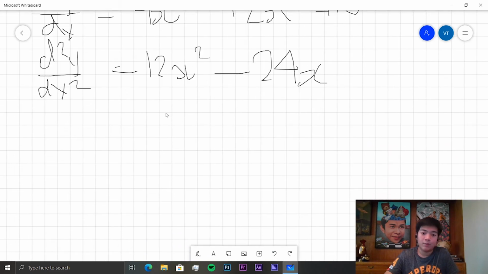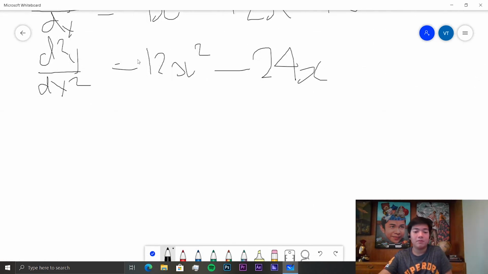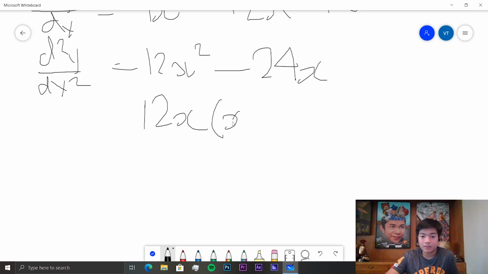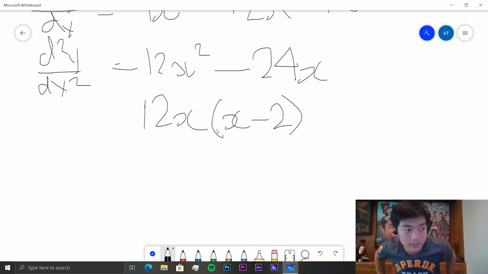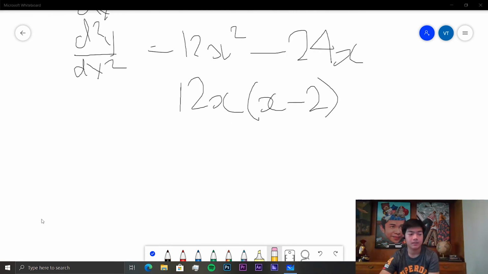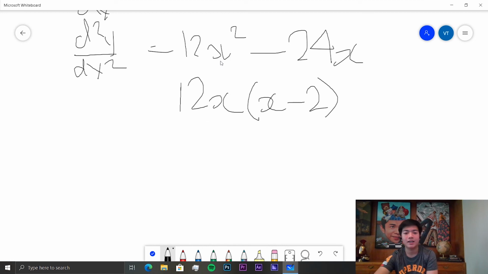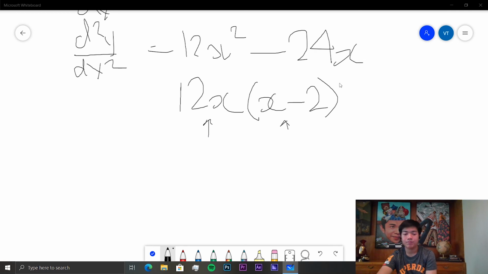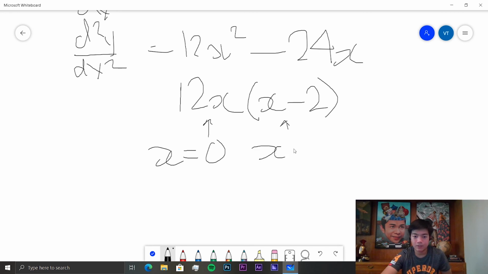So we need to find any points of potential concavity. And we can get that by factorizing this, first of all, into 12x times x minus 2. So we have two potential points of concavity. Sorry, I'm back. I got cut out. So we have two potential points of inflection. And now we need to check them by getting points in between them. Those points are, of course, x equals 0 and x equals 2. So let's check the points x equal to negative 1, x equal to 1, and x equal to 3.